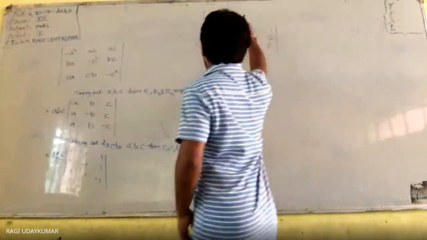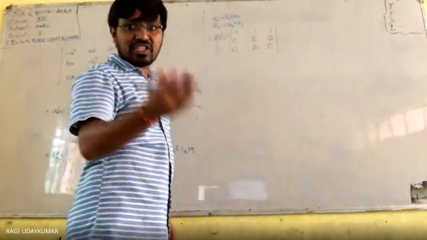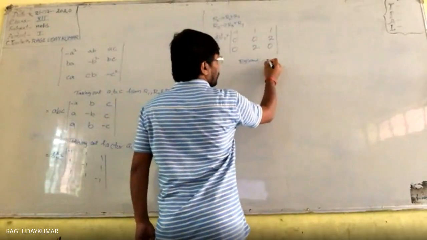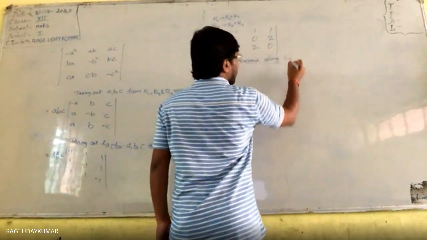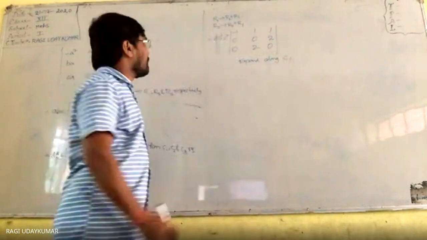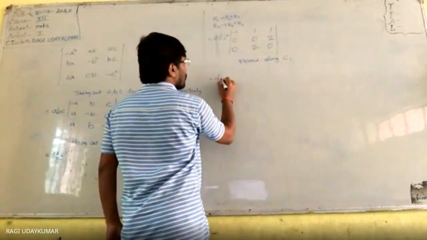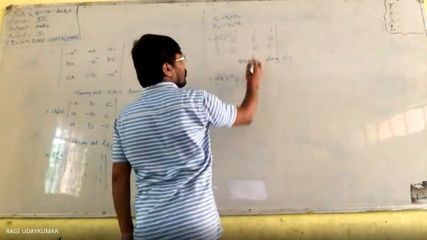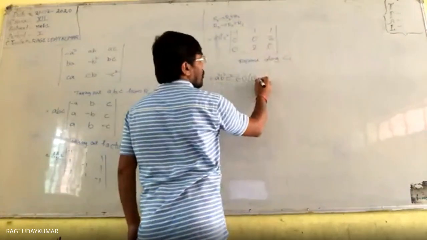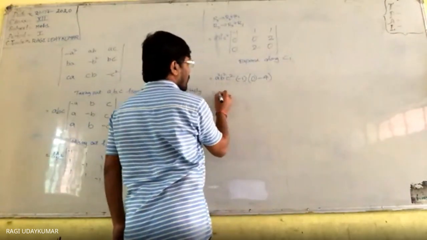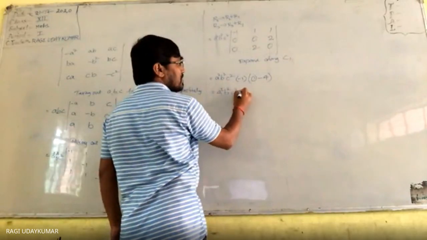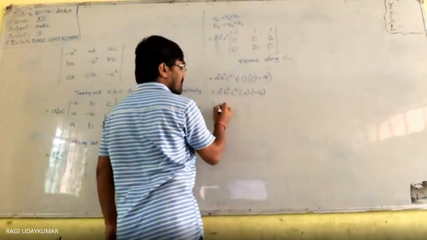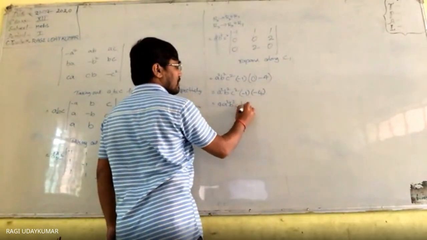Expanding along the first column, C1. So what do you get here? a square, b square, c square times minus 1 into 0, into 0, minus 4. So a square, b square, c square into minus 1 into minus 4. So plus 4, which equals 4a square b square c square.